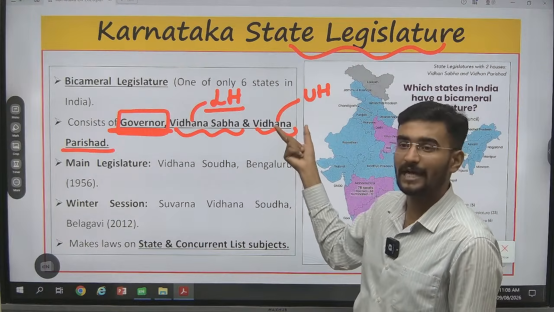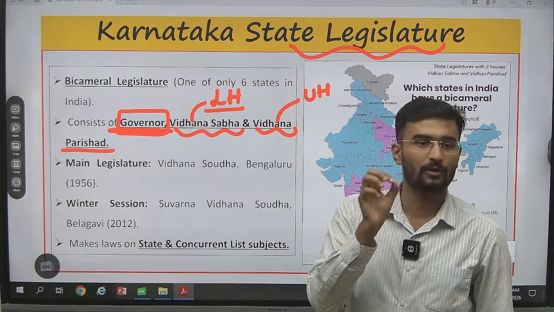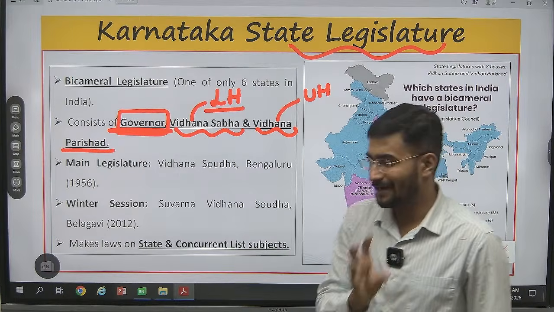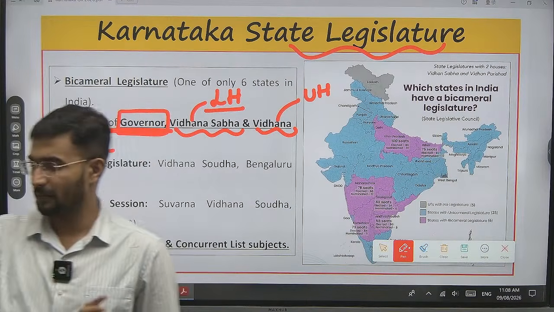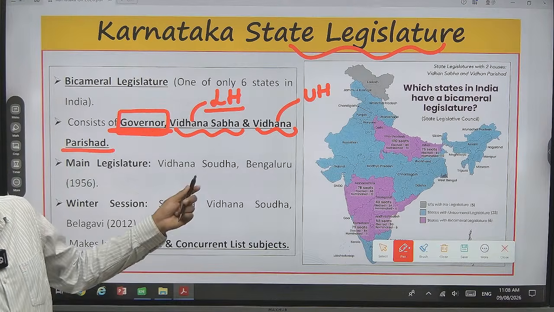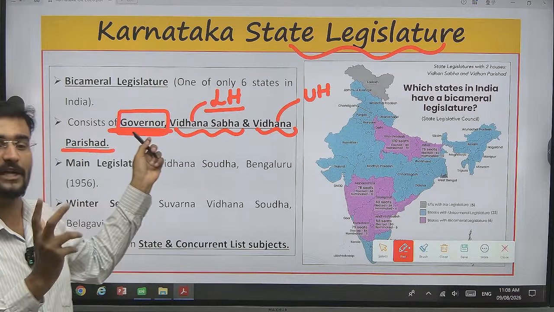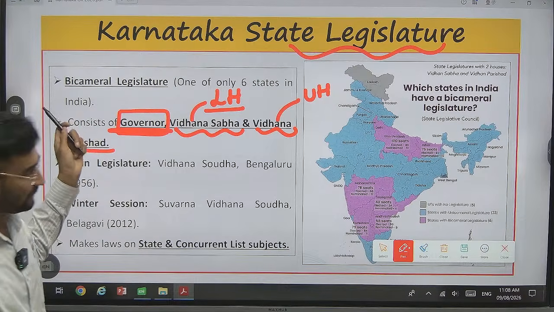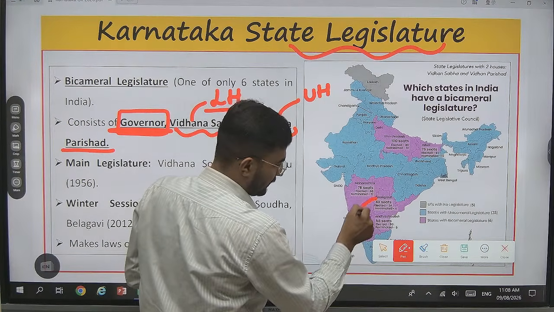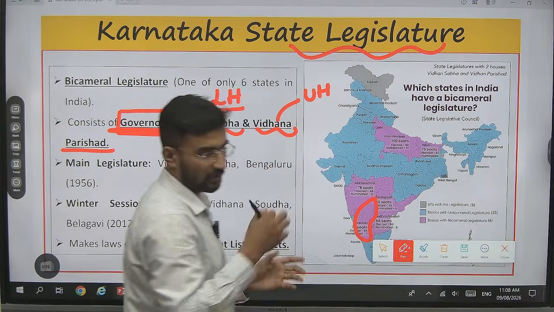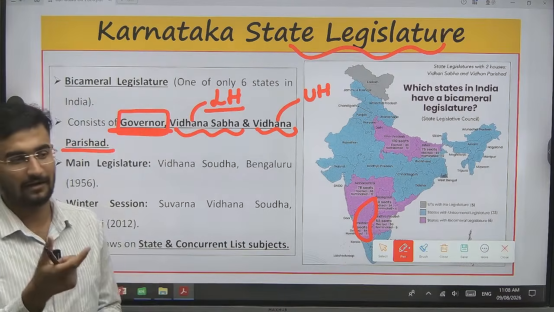It is next one is Vidhana Parishad. What do you mean by Vidhana Parishad here? Vidhana Parishad, we call it as upper house. Now how many people are in this upper house? 75. Look here, when it comes to Karnataka, the shape is like a kind of a Godambi shape, you know.